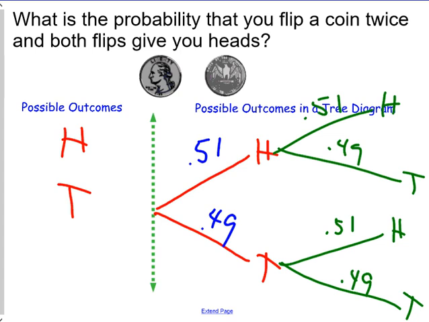And then what do you think you do to figure out the probability of heads, heads? Don't overthink this. What do you think I do to find heads, heads? And these two numbers, take a guess. You're going to multiply them.